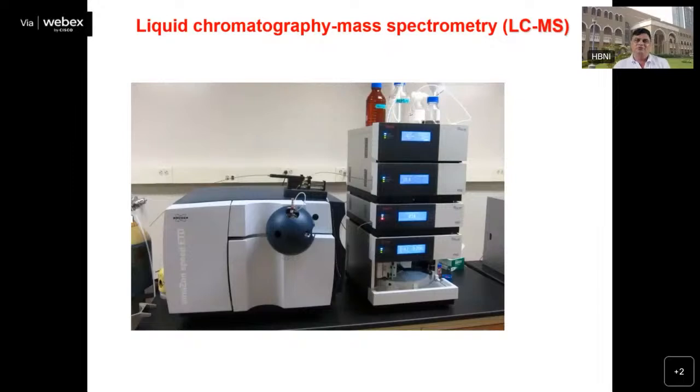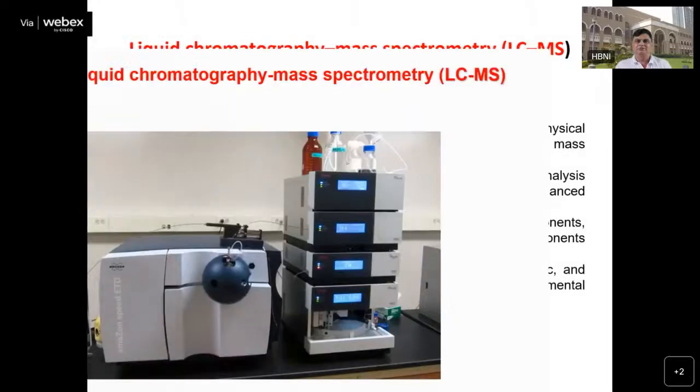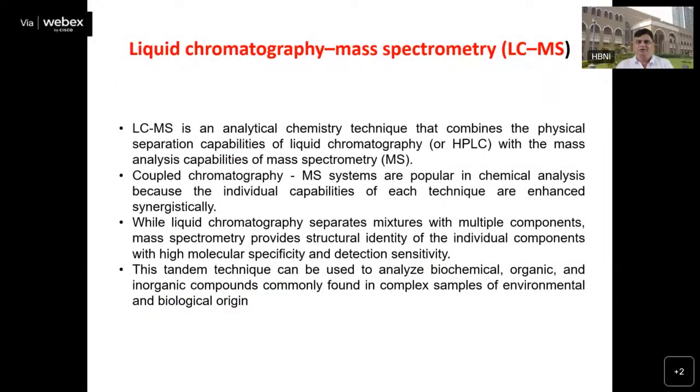Then there is a similar use of liquid chromatography associated with mass spectrometry, termed LCMS. In this again, LCMS is an analytical chemistry technique that combines the physical separation capability of liquid chromatography, which may be simple liquid or HPLC, that is high pressure liquid chromatography, with the analysis capability of a mass spectrometry.